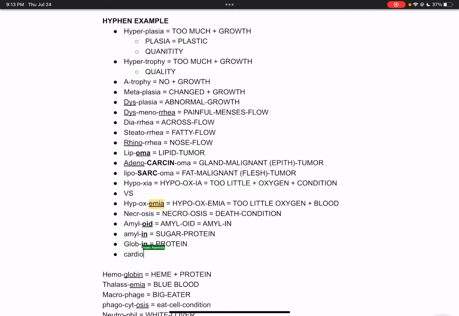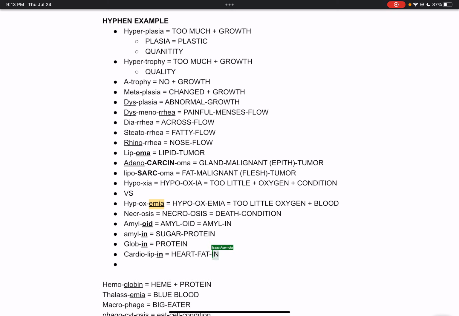Cardiolipin is a protein that has to do with heart and fat or something. There's literally so many examples, I'm just not thinking of them, which is really weird. No, now I want to. Renin, good. Renin.